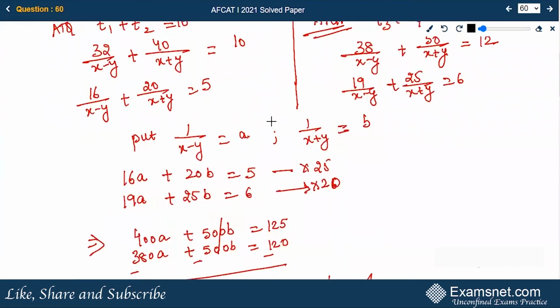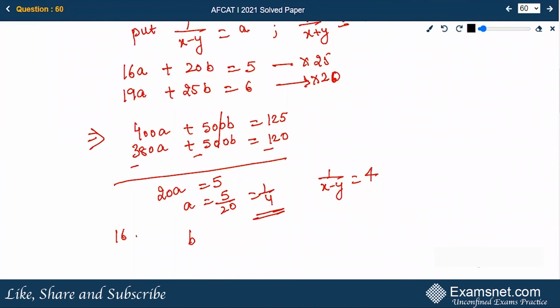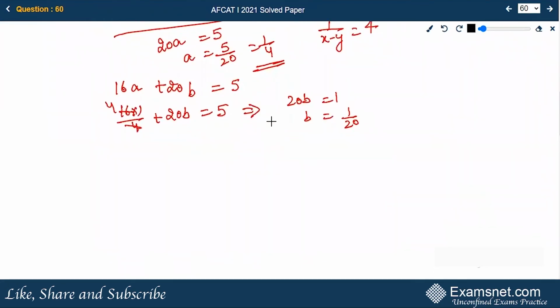Put b in any of the two equations. 16a plus 20b is equal to 5. So 16 into 1 by 4 plus 20b is equal to 5, which gives you 20b is equal to 1, or b is equal to 1 upon 20. So this is equal to 1 upon x plus y.